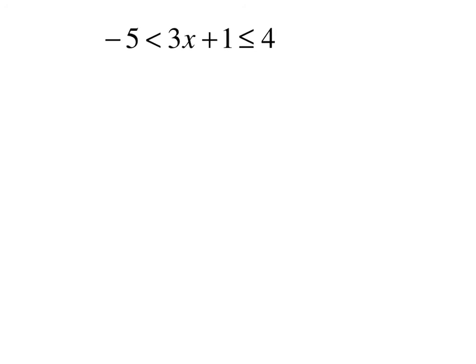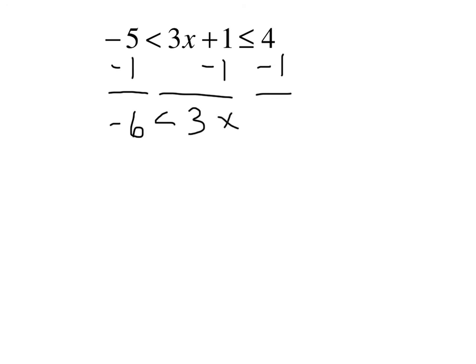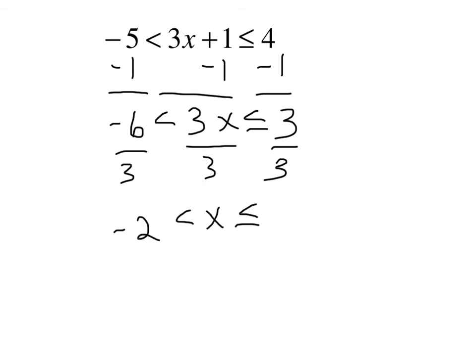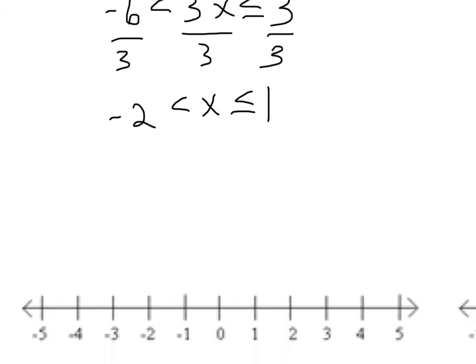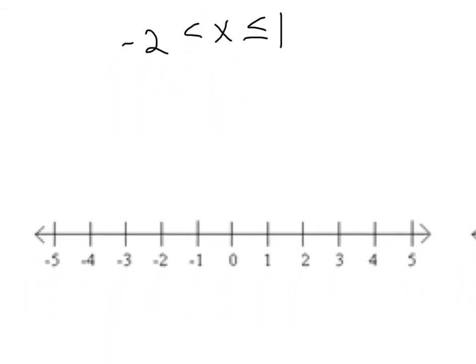Here's our next example. We have a compound inequality. We're solving for x. We want to get the x term by itself in the middle. We're going to subtract 1. Usually we say subtract 1 from both sides, but this compound inequality actually has 3 parts. So it's -6, 3x, 3. Now we want to get the x by itself. We divide all 3 parts by 3, -2, x, 1. So we have solved our compound inequality by isolating x.